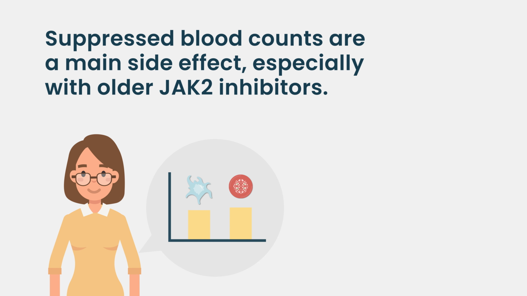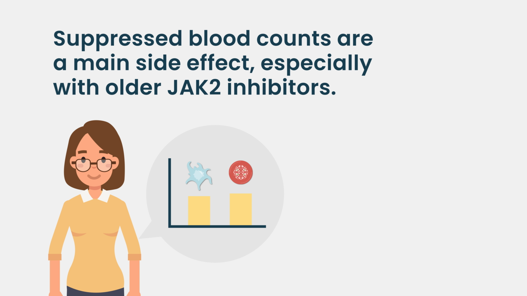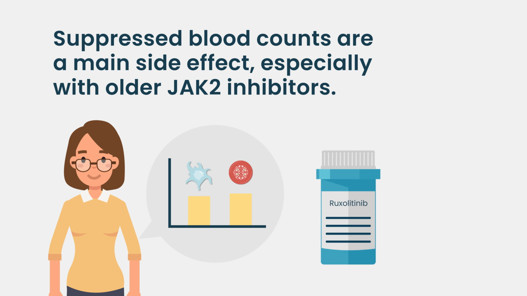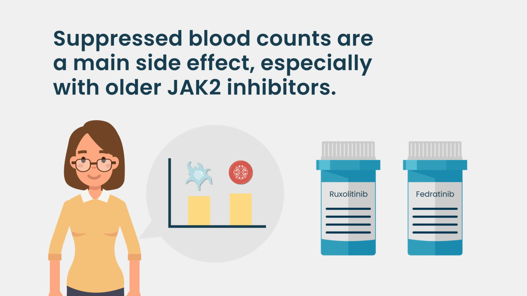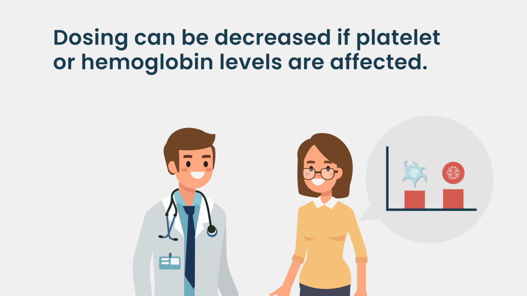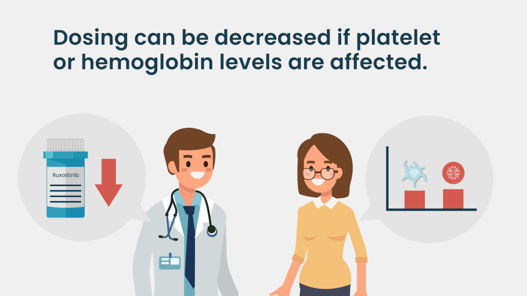The main side effect that I tell my patients about with JAK inhibitors is the fact that the blood counts may be suppressed, particularly with some of the older therapies such as ruxolitinib and fedratinib. Their hemoglobin may decrease and their platelets may decrease. This is a dose-dependent phenomenon, and therefore, if we see these laboratory abnormalities after starting a therapy, we can change the dose and we can decrease the JAK2 inhibitor dose for this patient as long as they're still deriving benefit in the other aspects, such as splenomegaly and symptom response.